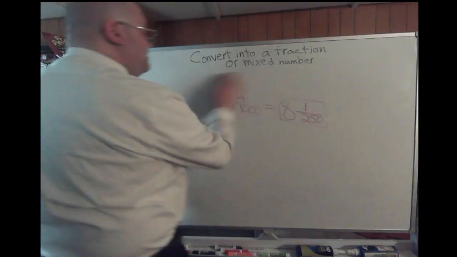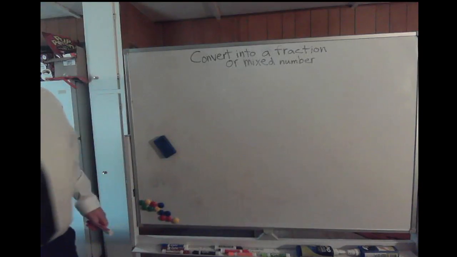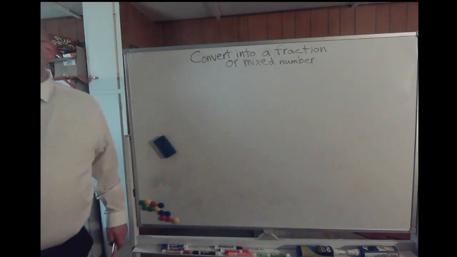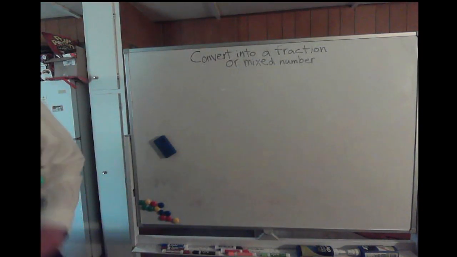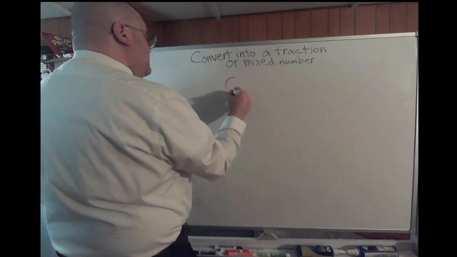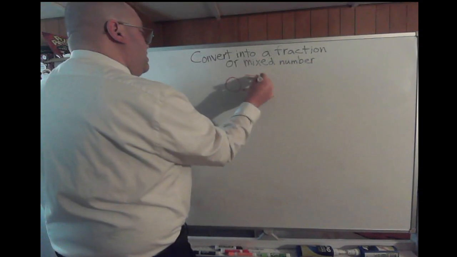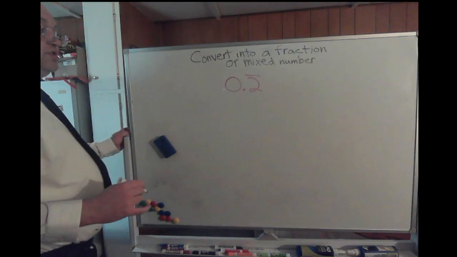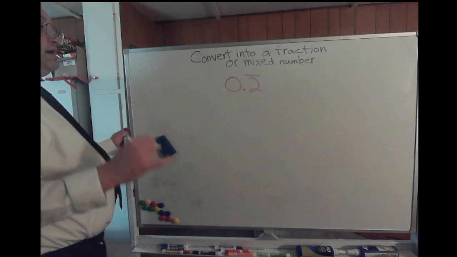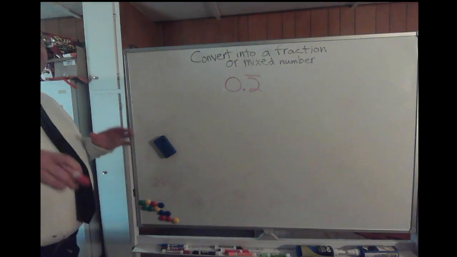Alright, so that's kind of the basic review of converting non-repeating decimals into fractions. Now we're going to start with some repeating decimals. We're going to convert those into fractions. So let's say you have something like 0.2 bar. You have a bar over the 2. Well, how are we going to convert that?